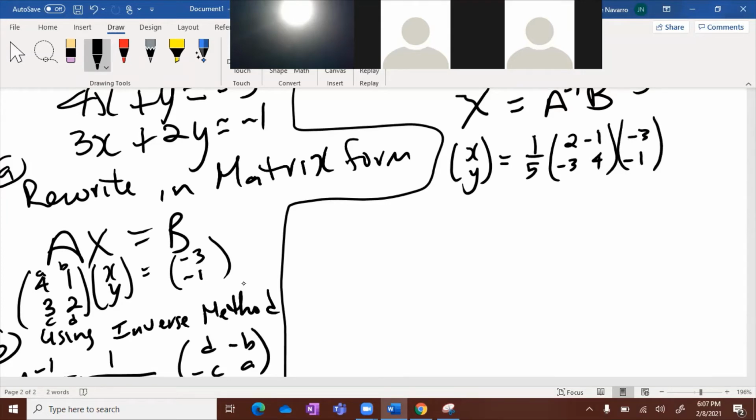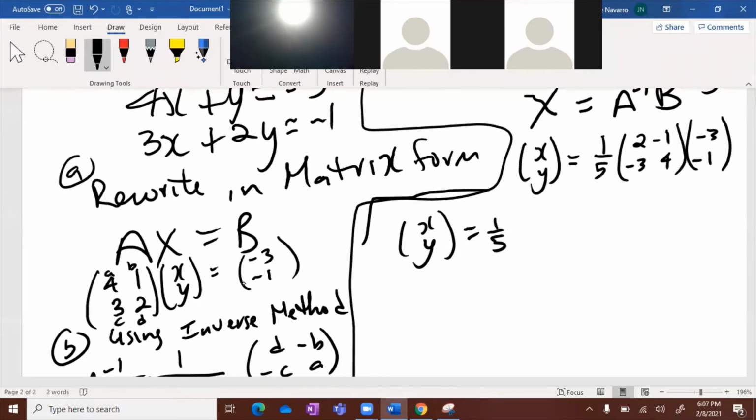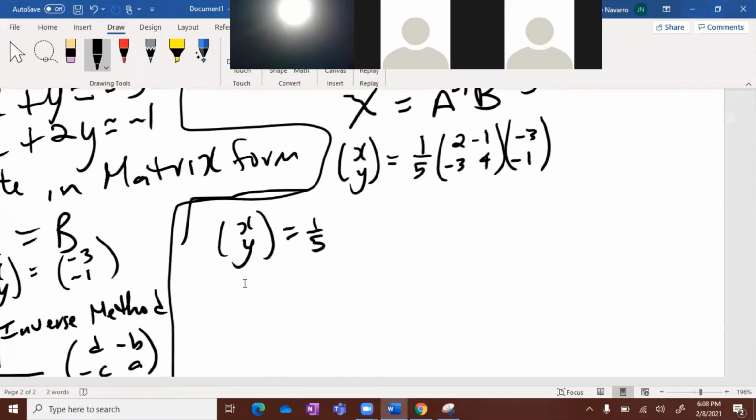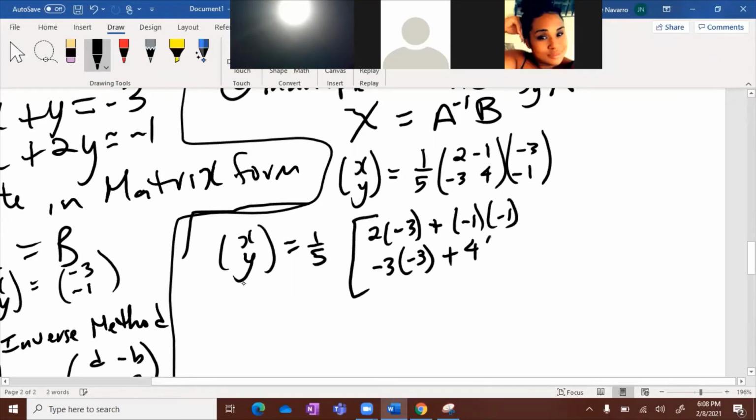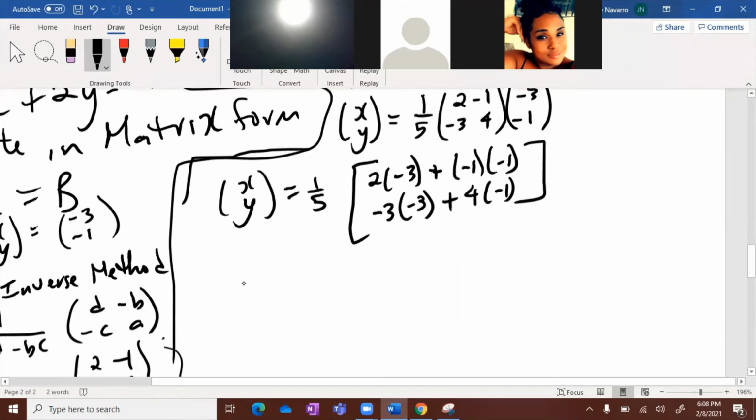Again, we're going to need to do matrix multiplication, which is row by column. So I'm going to start here. XY is equal to 1/5, 2 times -3 plus -1 times -1, row by column, and then -3 times -3 plus 4 times -1, right?